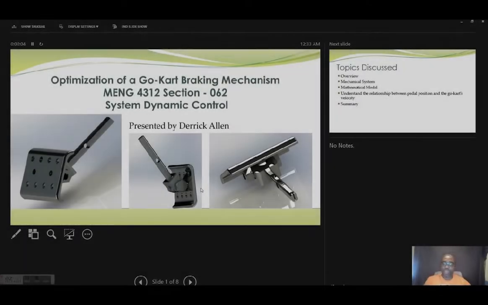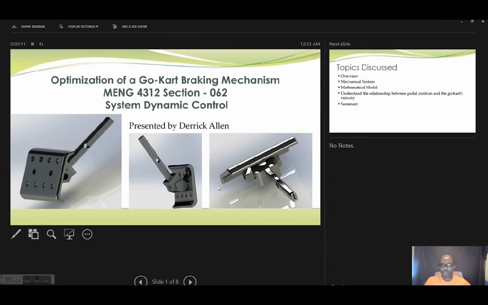My name is Derrick Allen, and my project consists of the optimization of a go-kart braking mechanism. This project is for MENG 4312, section 062 of System Dynamic Controls.